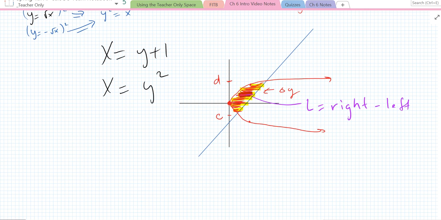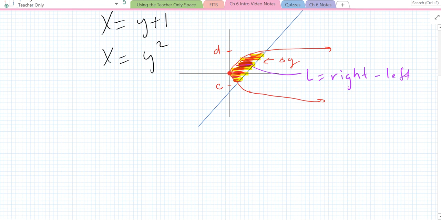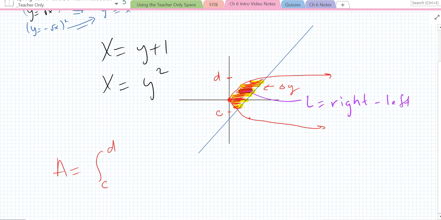It's the same concept. So we just need one region for the area. One integral is going to be the integral from C to D of right minus left. Well, our rightmost is the y plus 1. Our leftmost is the y squared. And now we just have to integrate one integral, and it's a really simple one. We got rid of the square roots.